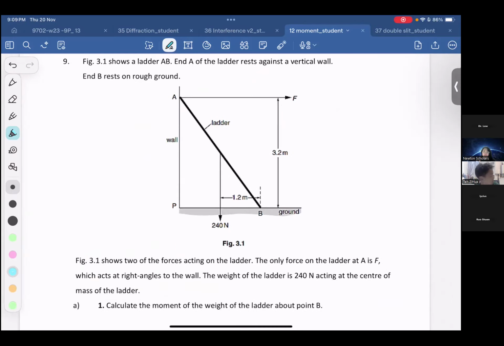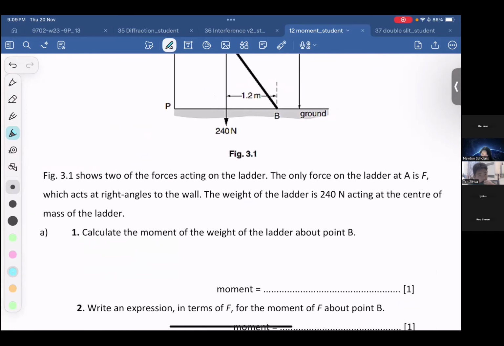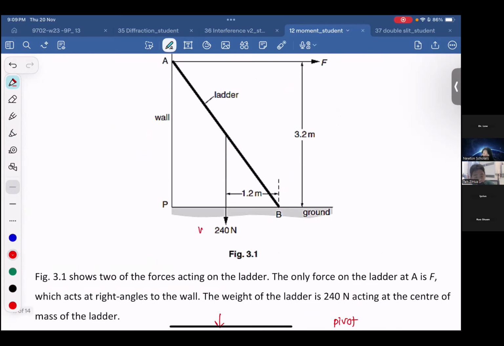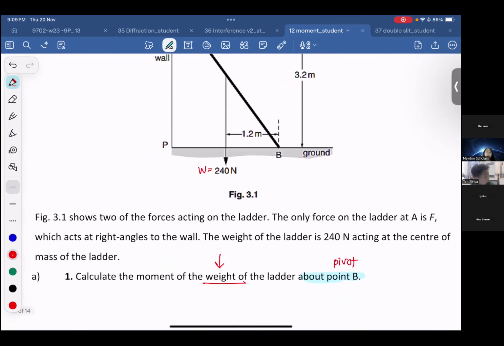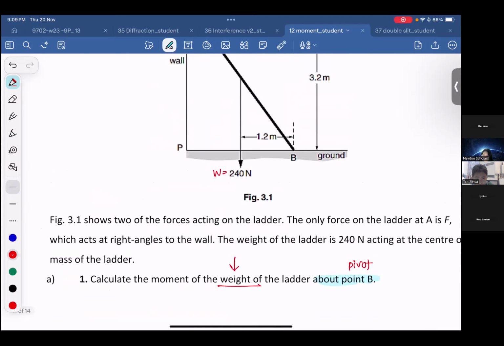Wow, this one no longer directly gives you the forces and the distance. So you have to think what distance you should use. First question: calculate the moment of the weight of the ladder about point B. About point B means that point B is your pivot, your fixed point. Weight is always pointing downward due to gravity. Here the weight is 240 Newton.